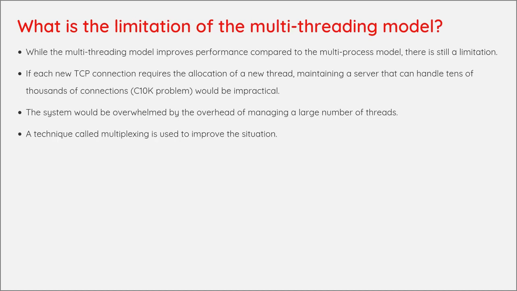What is the limitation of the multi-threading model? While the multi-threading model improves performance compared to the multi-process model, there is still a limitation. If each new TCP connection requires the allocation of a new thread, maintaining a server that can handle tens of thousands of connections, the C10K problem, would be impractical. The system would be overwhelmed by the overhead of managing a large number of threads. A technique called multiplexing is used to improve the situation.